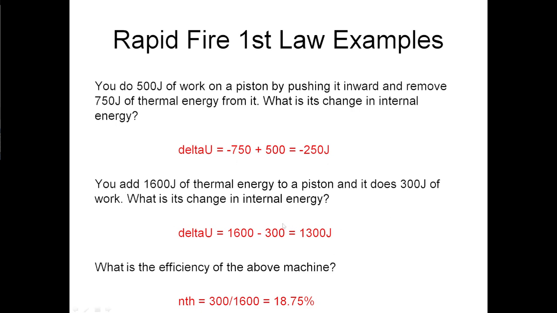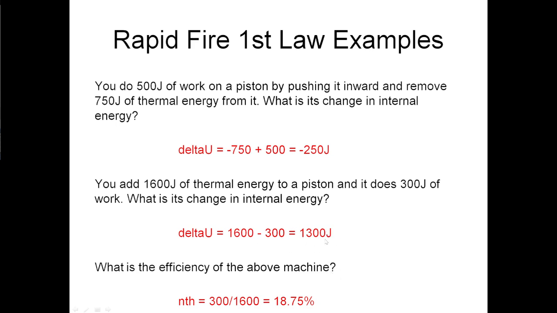Second example, similar to the one from yesterday. Let's add 1600 joules of thermal energy to a piston, and that piston will expand to do 300 joules of work. What is its change in internal energy? We add 1600 joules. It performs 300 joules of work, so that means it's giving up 300 of those joules. So that leaves 1300 joules of energy still inside the piston, just warming it up.